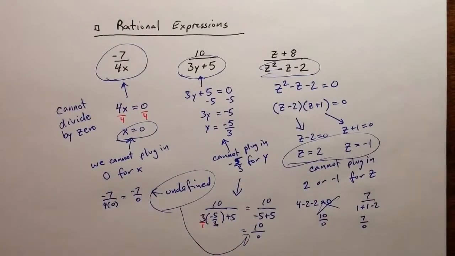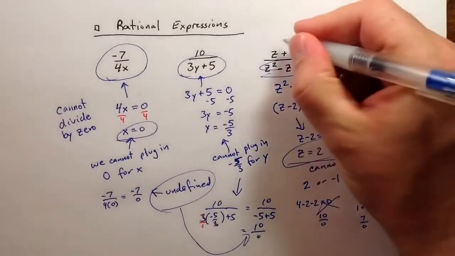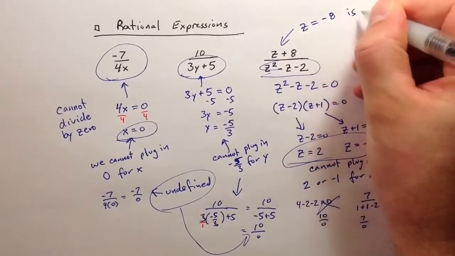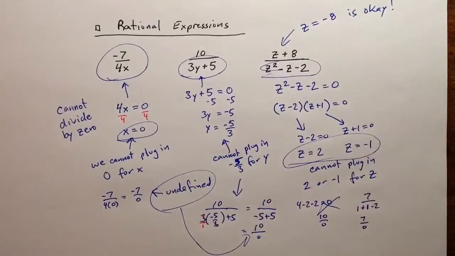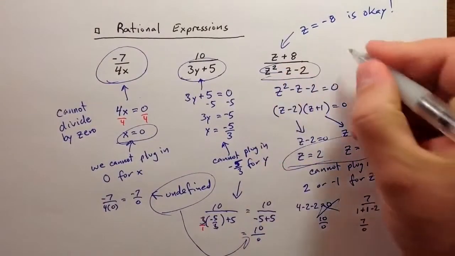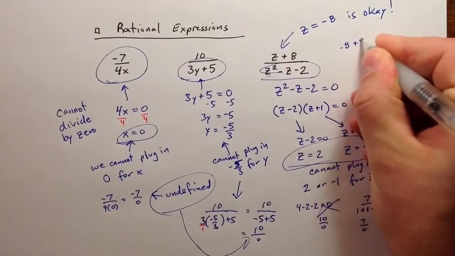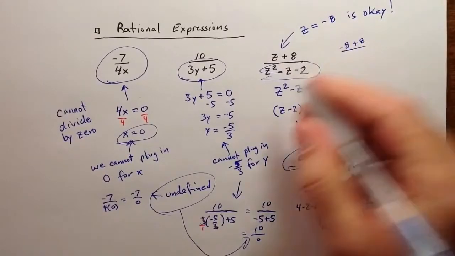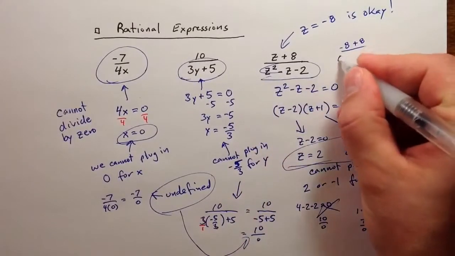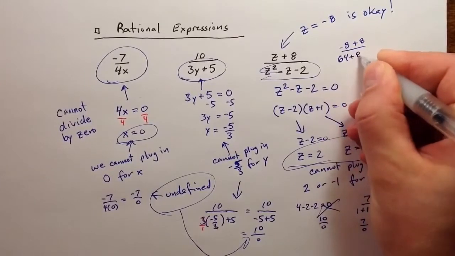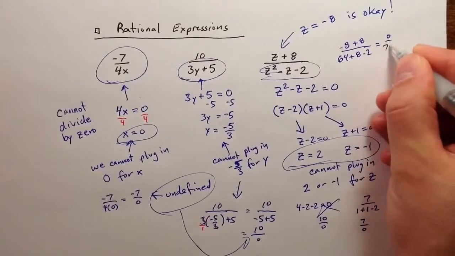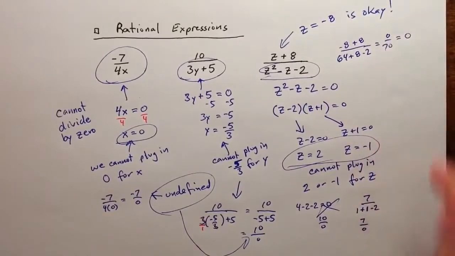It is perfectly okay for the top to equal 0. So z equals -8 is okay. That doesn't cause problems mathematically. I would get 0 in the numerator of the fraction, -8 plus 8 equals 0, and 64 minus -8 would give me 72, because that would become 64 plus 8, minus 2, so I'd get 70 in the denominator, but 0 over 70 is just equal to 0.